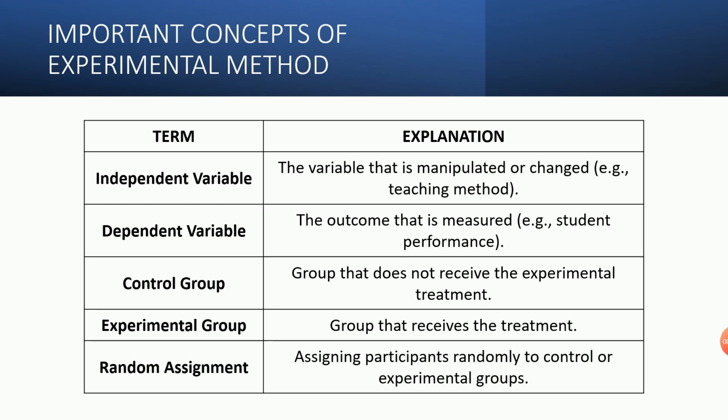Here are certain important concepts. First is the independent variable, the variable that is manipulated or changed. For example, teaching method. Then the dependent variable, the outcome that is measured. Here the dependent variable is student performance. The third one is the control group, the group that does not receive the experimental treatment. If we take the teaching methodology, the teacher is the control group. Then the students are the experimental group, the group that receives the treatment. Then random assignment, assigning the participants randomly to control or experimental groups. We are gathering the data or assigning some tasks, so that is a kind of random assignment.